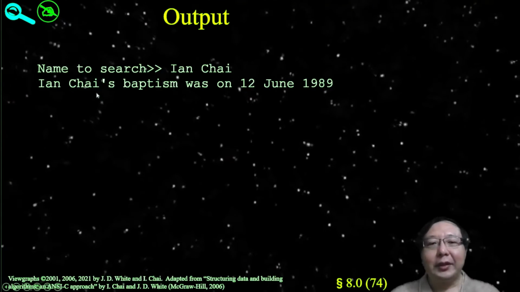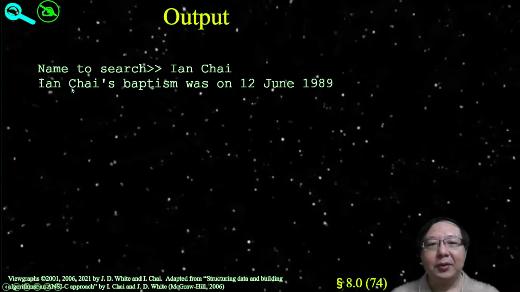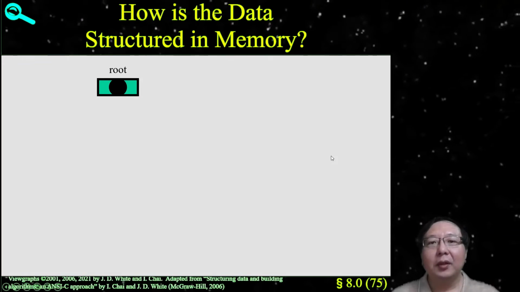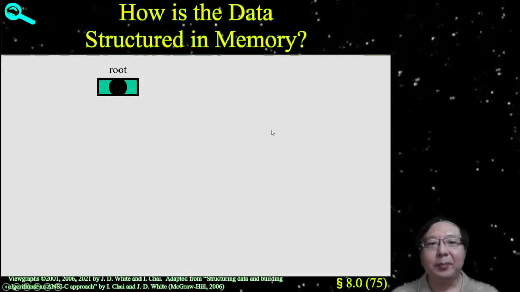So the output looks exactly the same again. You search for the person, you get the person's baptismal date. But let's look at how the data is structured in memory.